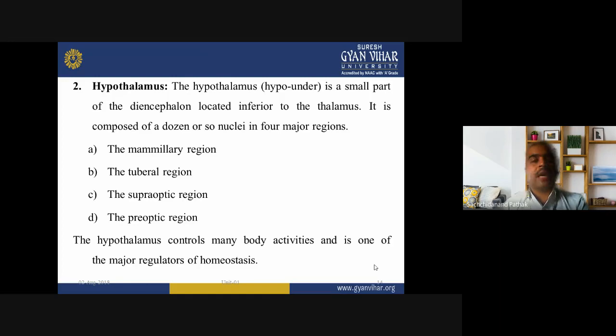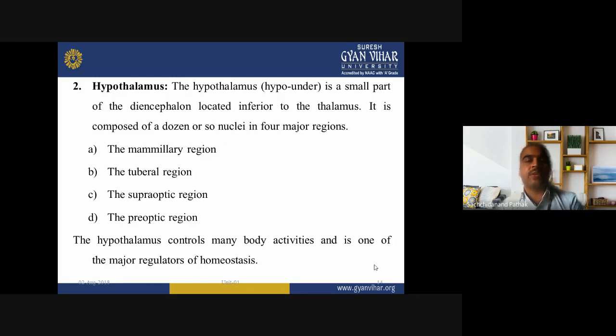Then, after the thalamus, it will be the hypothalamus. Hypo means under. So it's a small part of the diencephalon located inferior to the thalamus. तो जो thalamus के नीचे पाया जाएगा वो hypothalamus हो जाएंगे. And it is composed of a dozen or so nuclei in four major regions.